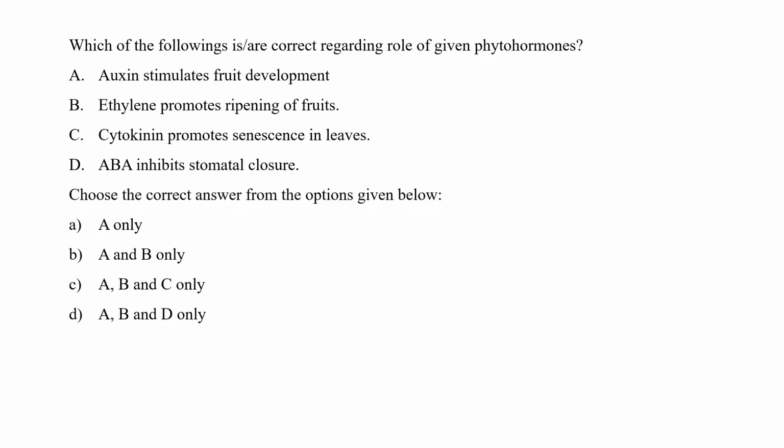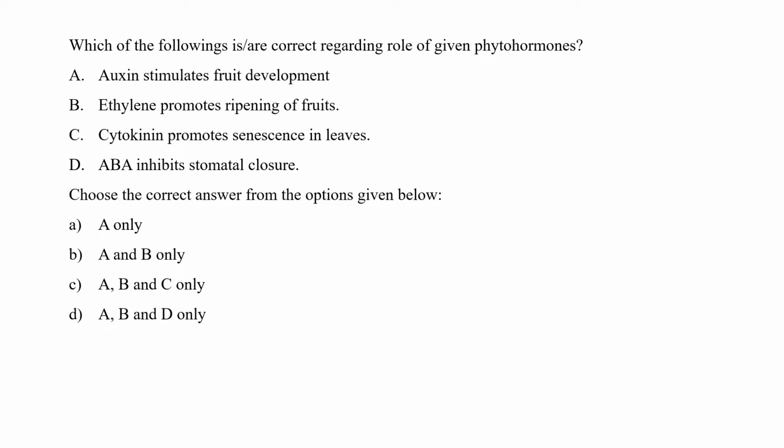And D. ABA inhibits stomatal closure. Actually, auxin is produced by seeds and it stimulates fruit development with gibberellin and delays the senescence. Cytokinin or CK is a phytohormone that promotes cell division and delays senescence in plants by improving nutrient mobilization.